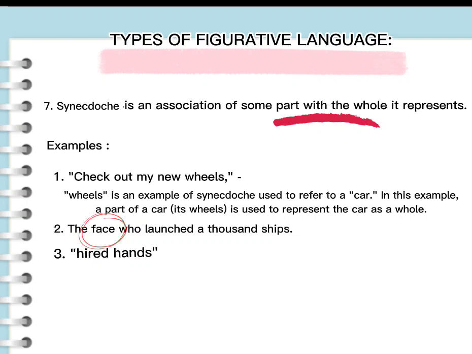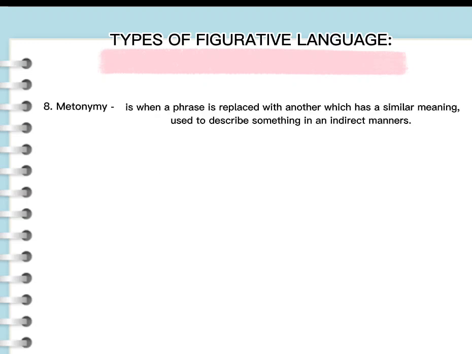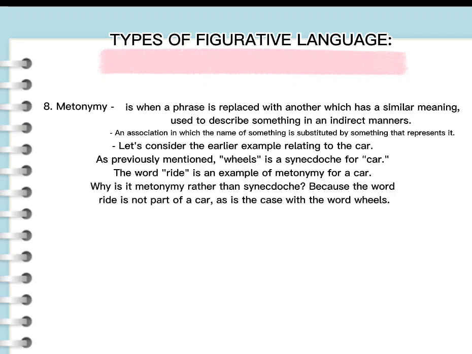Another type is metonymy. Metonymy is when a phrase is replaced with another which has a similar meaning, used to describe something in an indirect manner. An association in which the name of something is substituted by something that represents it. It can easily be confused with synecdoche. Both metonymy and synecdoche use a word or phrase to represent something else. Let's consider the earlier example relating to the car. As previously mentioned, wheels is a synecdoche for car. The word ride is an example of metonymy for a car.